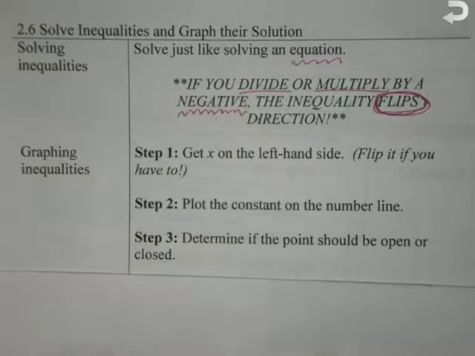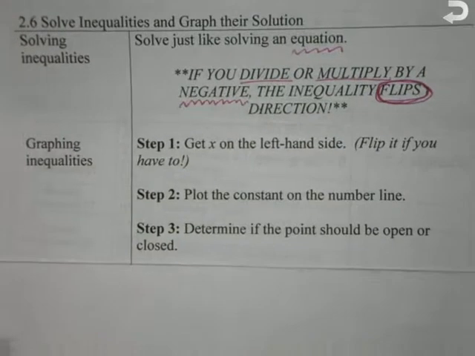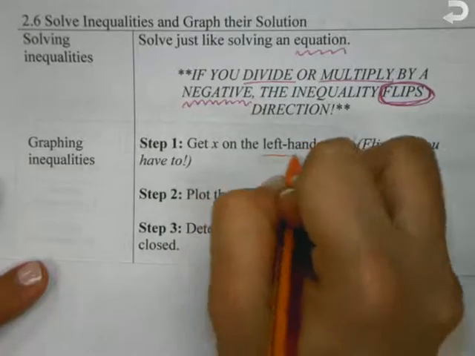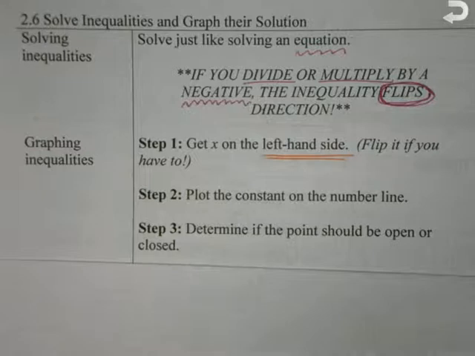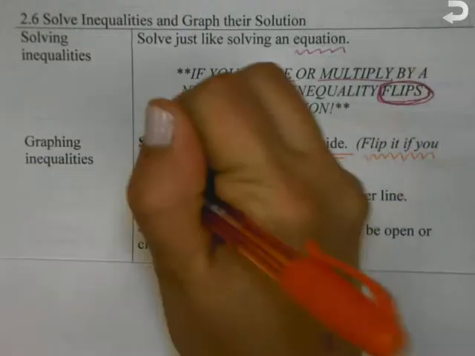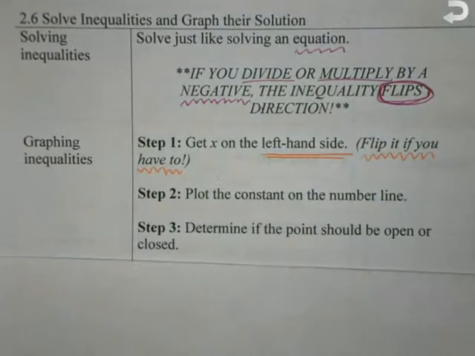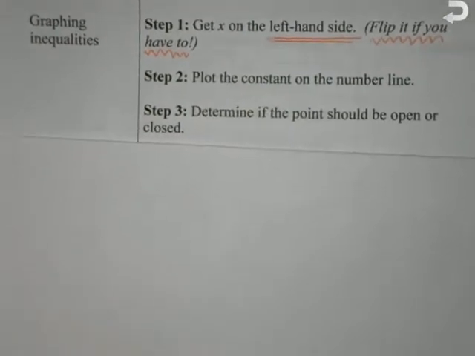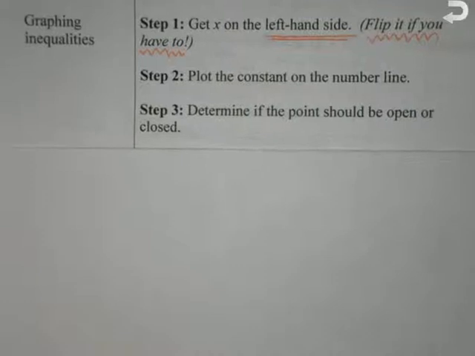There are steps to graphing because I know it's been a while. So our main thing is that we want to get x on the left-hand side, by either subtracting or adding. And just remember that you must flip the sign if you have to. We're always going to try to get x on the left because that's going to make it easier for us to graph. Because if our x is on the left, whichever direction our arrow is pointing, that's where our arrows are going to go.